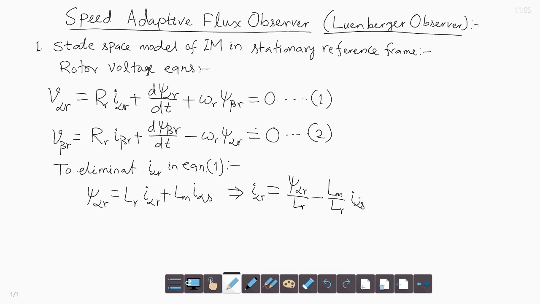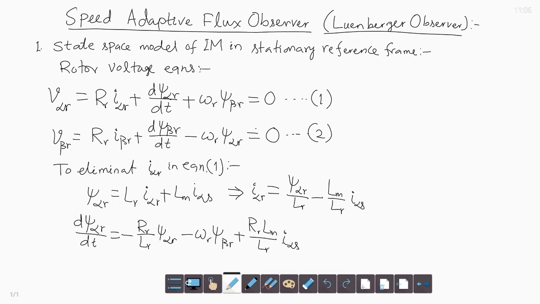So using this expression of I alpha R in equation 1 and simplifying, we have d psi alpha R by dt is minus R by L R into psi alpha R minus omega R into psi beta R plus R L M by L R I alpha S.